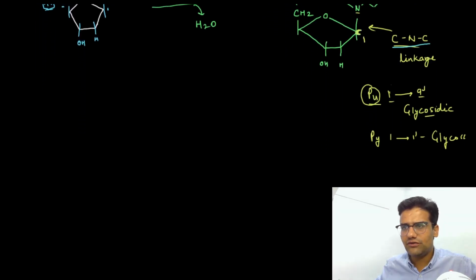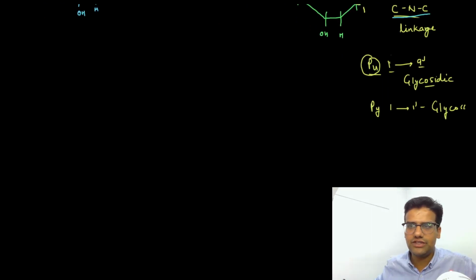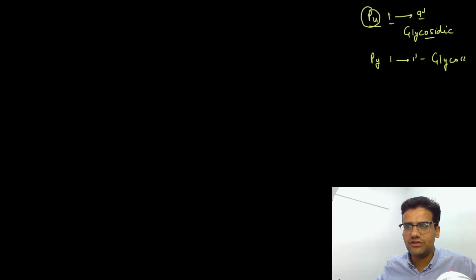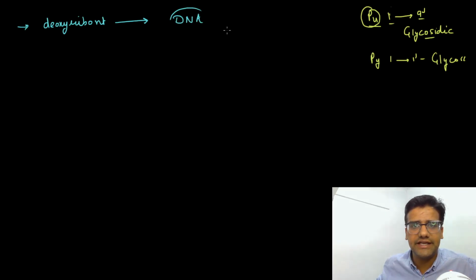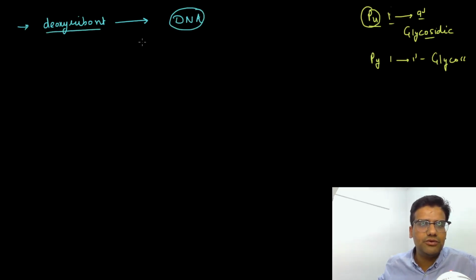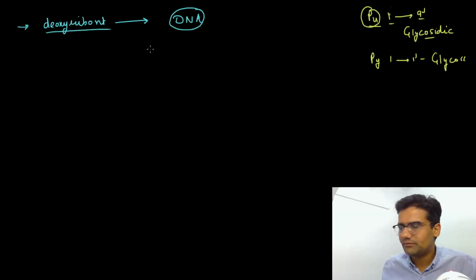This is the structure of the first deoxyribonucleotide. These deoxyribonucleotides form a long polymer structure which is called DNA. So DNA is basically the polymer of deoxyribonucleotides. How this structure is formed, we will discuss in the next detail.